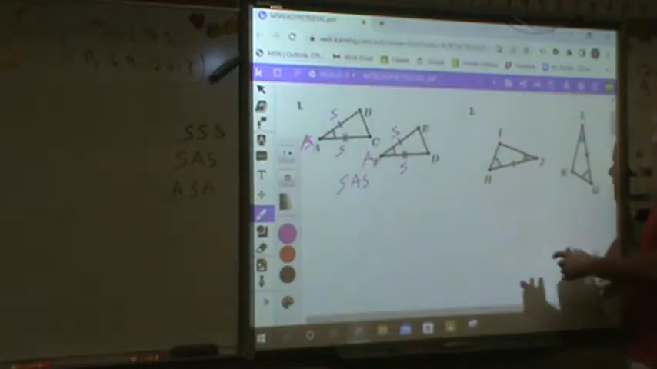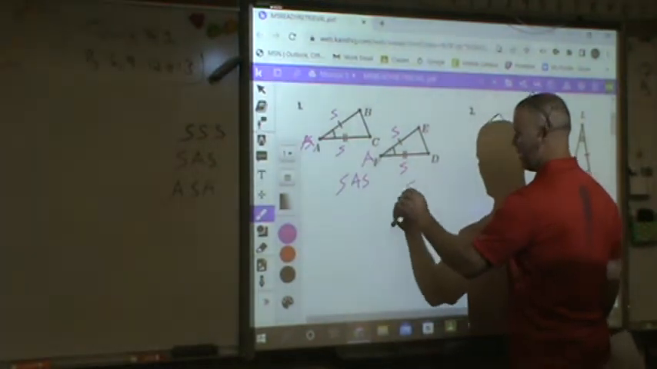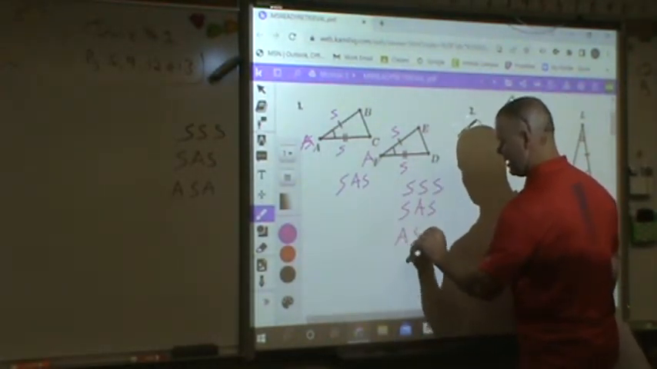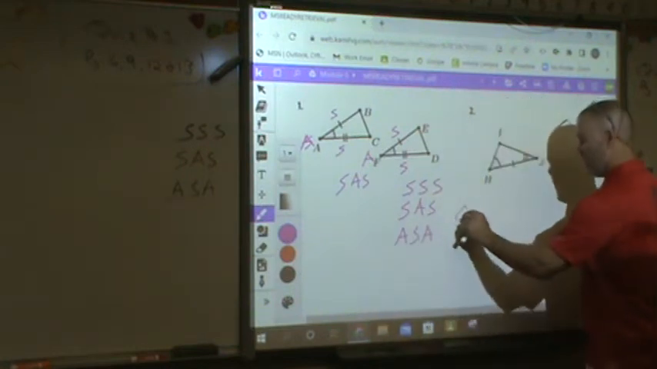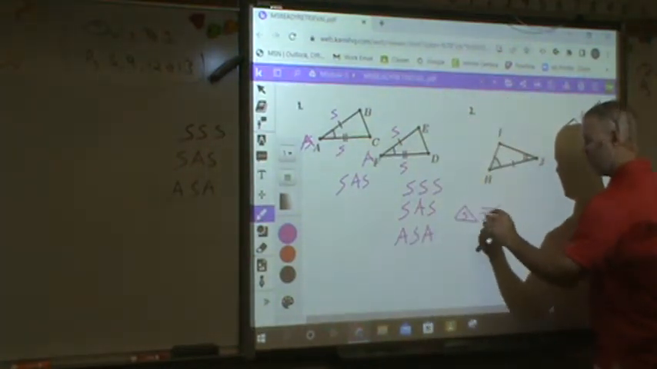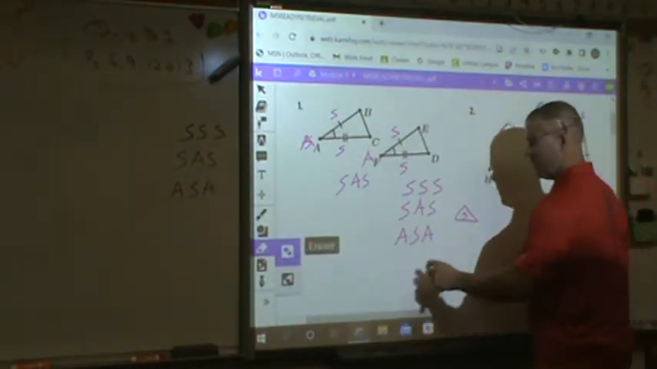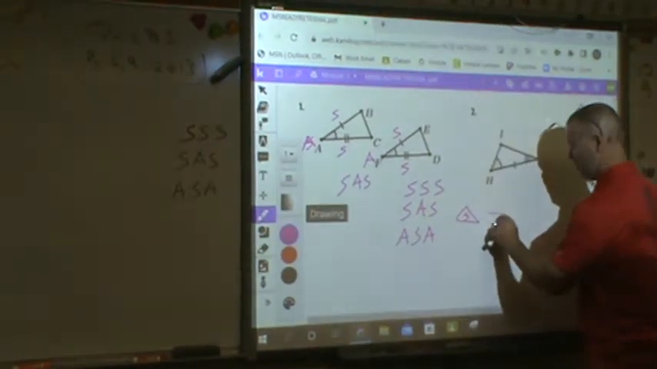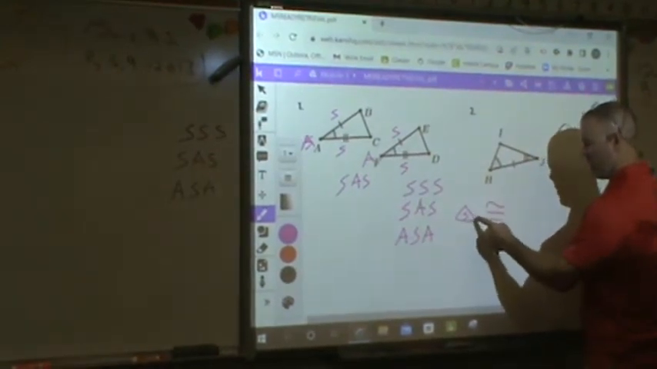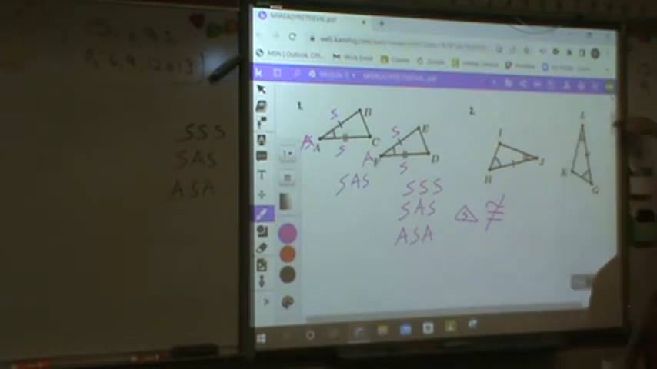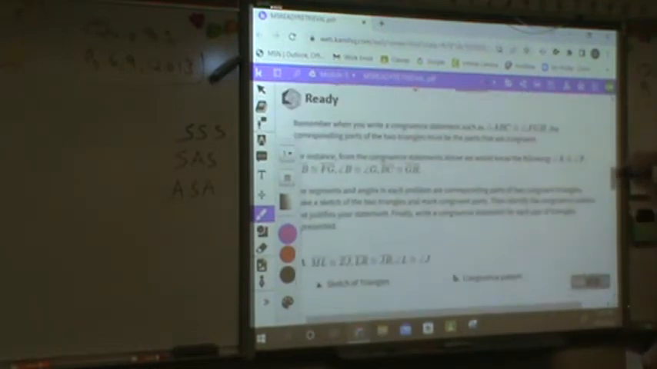Remember, if you cannot meet one of these, SSS, SAS, or angle, side, angle, then your triangles will not be congruent. That is a horrible congruent symbol. So we'll go back and we'll erase that and we'll write in the correct one. Triangles are not congruent if it doesn't meet one of those. All right. Then we moved on to the second.